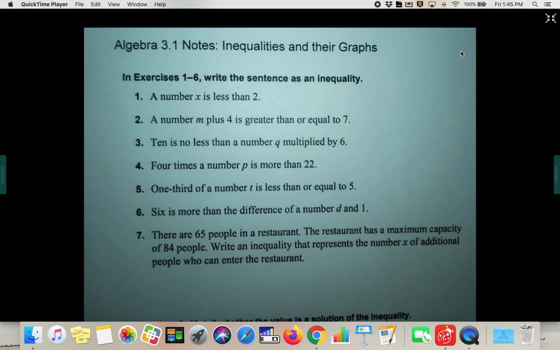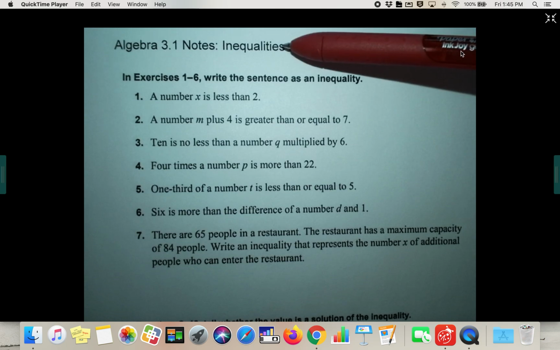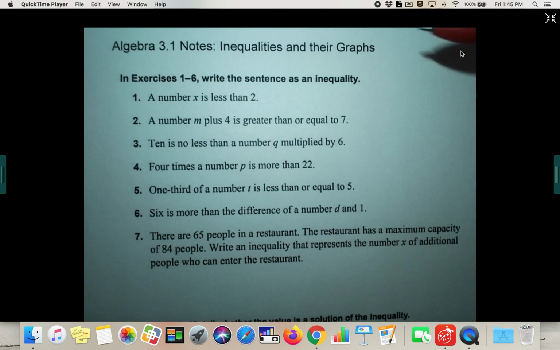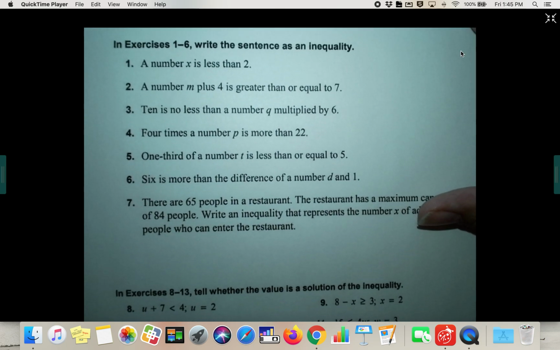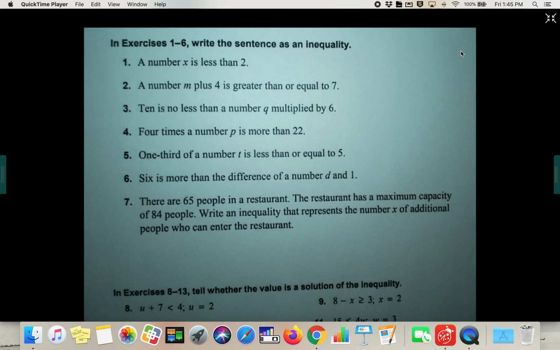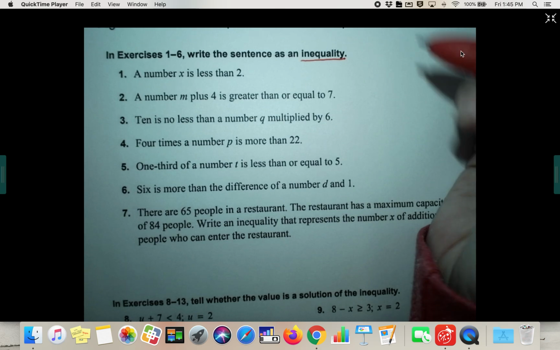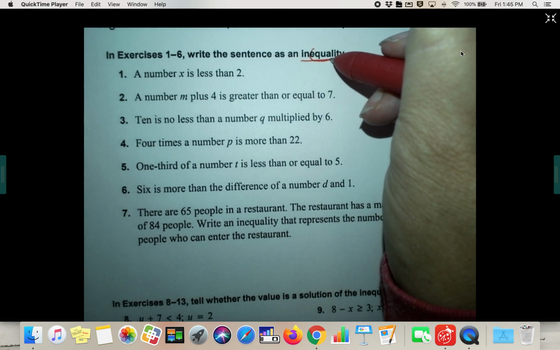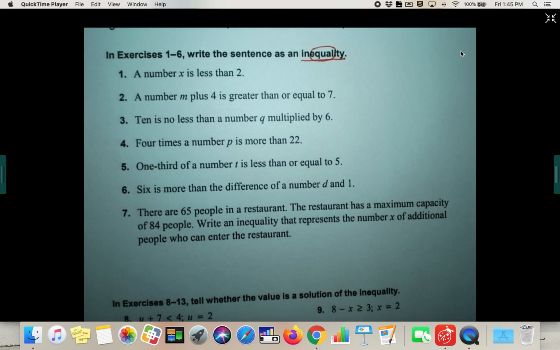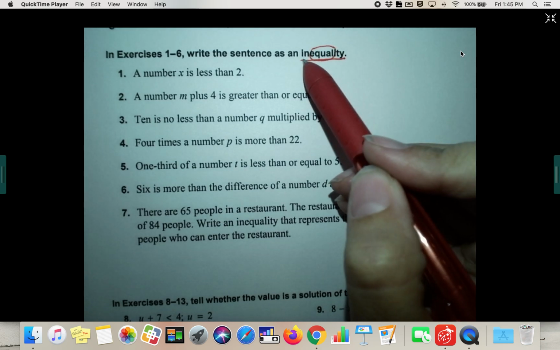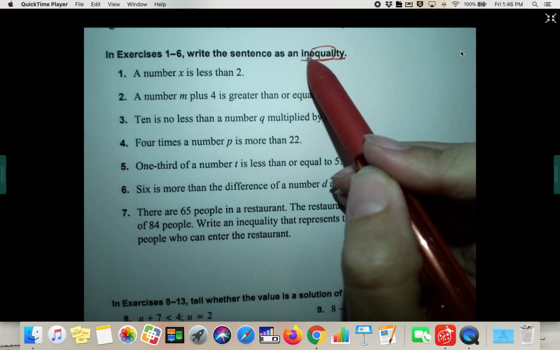Looking at Algebra 3.1 lesson notes. This is about inequalities and their graphs. So in exercises 1 through 6, write the sentence as an inequality. Let's first talk about what an inequality is. An inequality means it is not equal. You can see the word equal in there. So the prefix in means not.